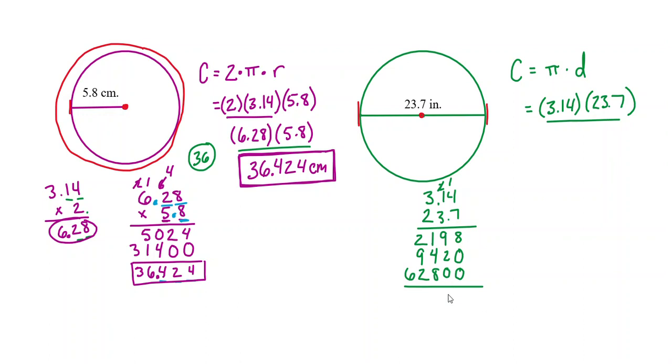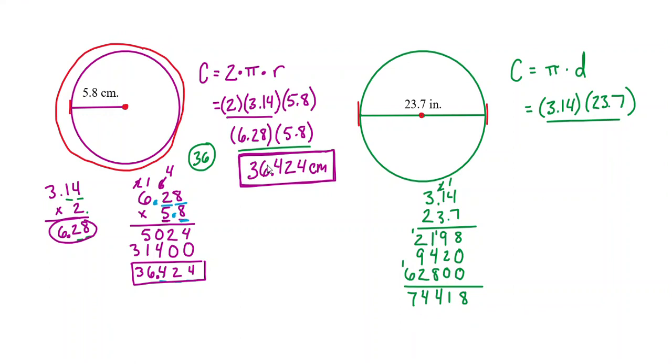Now I was very careful to make sure all my numbers line up with each other in order. Now I can do my addition. 8 plus 0 plus 0 is 8. 9 plus 2 plus 0 is 11. Carry the 1. 1 plus 1 is 2, plus 4 is 6, plus 8 is 14. Carry the 1. 2 plus 9 plus 2 plus 1 is 14. Carry the 1. 6 plus 1 is 7.